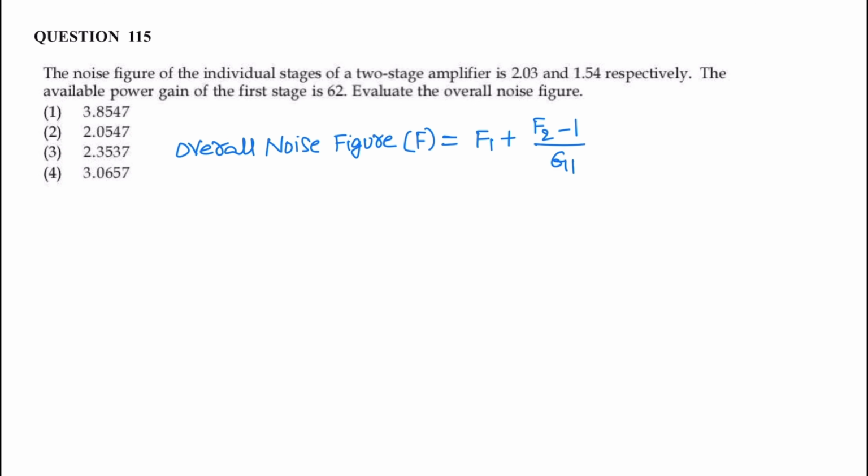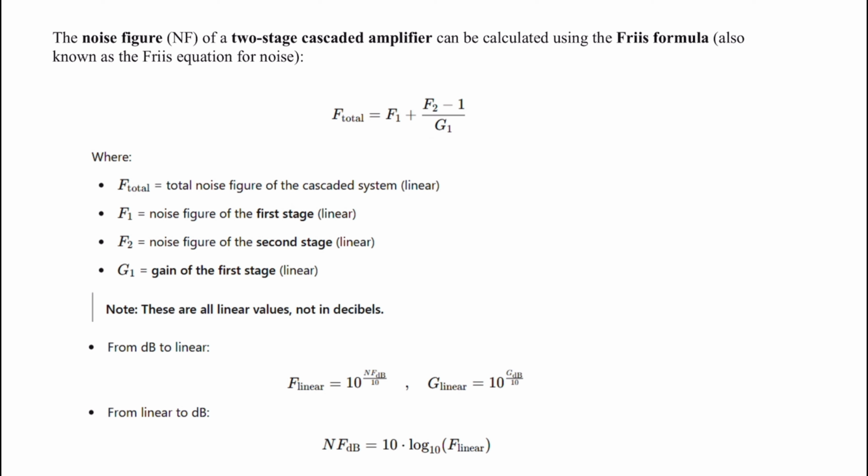Next question. It is related to noise figure of a system. The noise figure of a two-stage cascaded amplifier is calculated by using the Friis formula. Total noise figure F is equal to F1 plus (F2 minus 1) divided by G1, where F1 is the noise figure of the first stage, linear value, F2 is the noise figure of the second stage, linear value, and G1 is the gain of the first stage. To convert linear into decibel value, take 10 log of it.